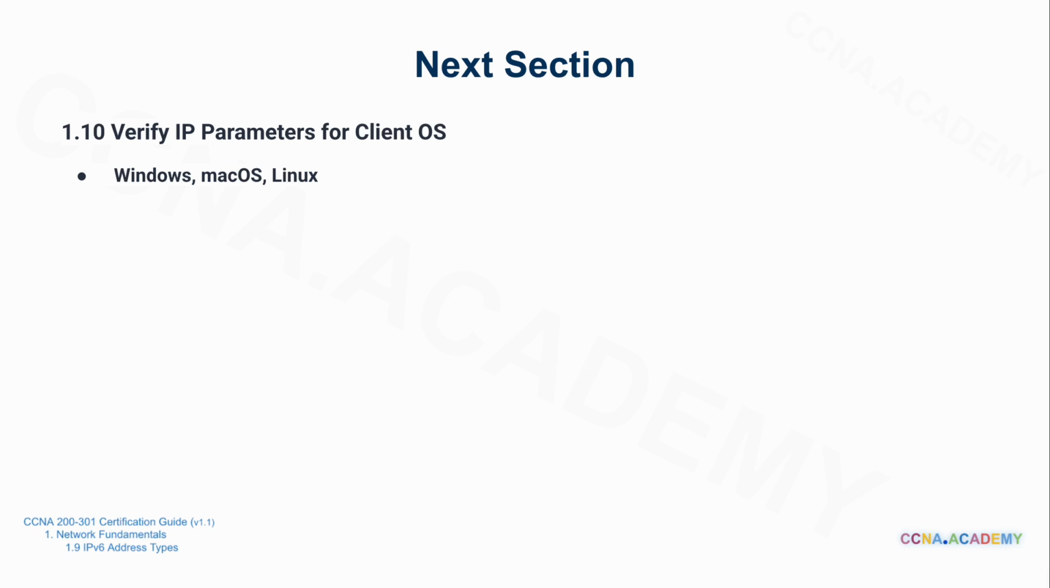Up next, Section 1.10, Verifying IP parameters on different operating systems. We'll see how to check IPv4 and IPv6 configuration details on Windows, macOS, and Linux.